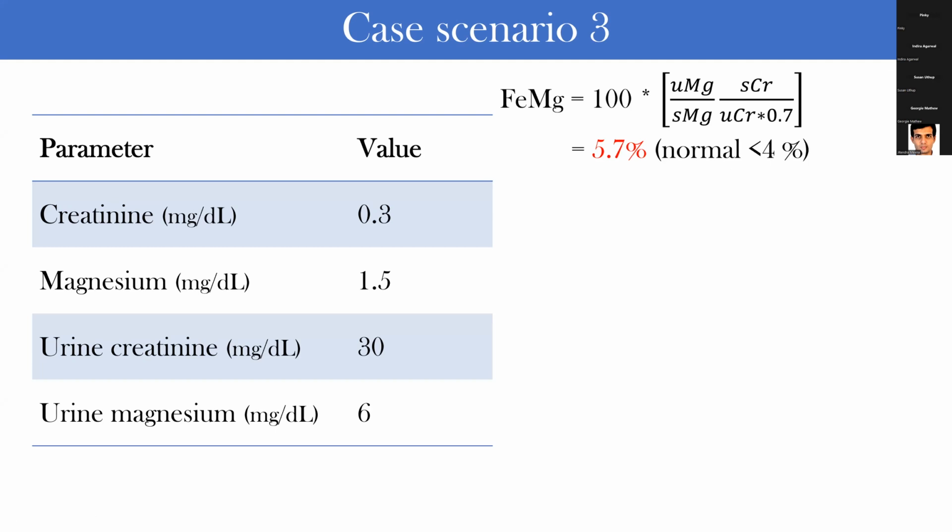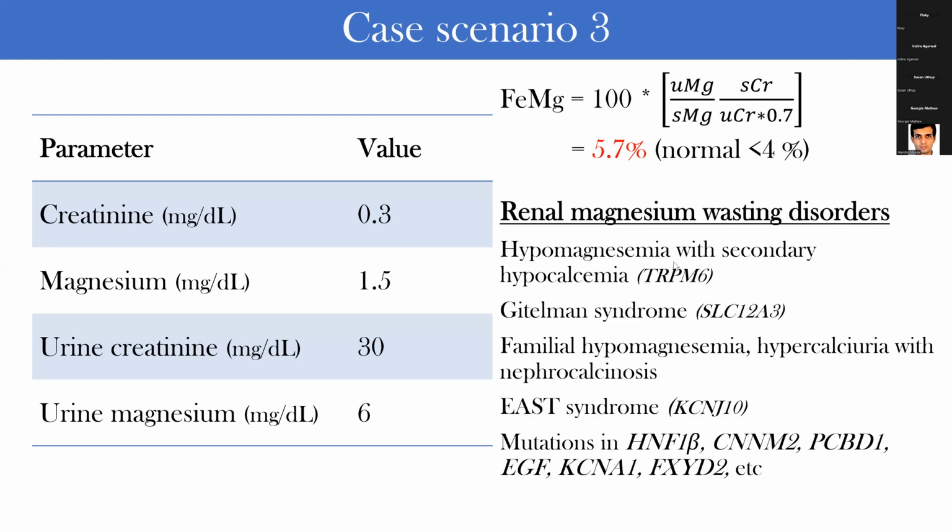Some disorders which have renal magnesium wasting are hypomagnesemia with secondary hypocalcemia, Gitelman syndrome, FHHNC, which is Claudin 16 and 19 disorders, EAST syndrome, and other variants. This is an extremely interesting topic if you are willing to read. The American Journal of Kidney Diseases has an excellent core curriculum on this topic. Please do find your time to read all the solute abnormalities from the American Journal of Kidney Diseases core curriculum. Very useful and easy to understand.